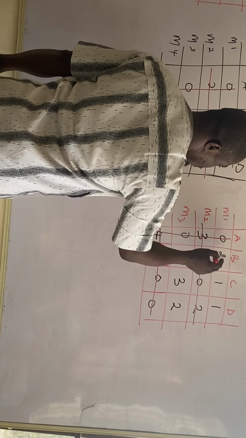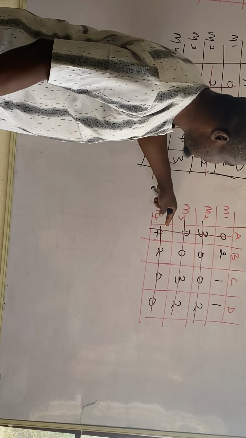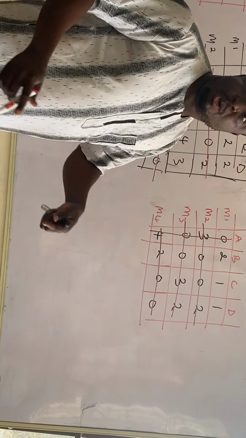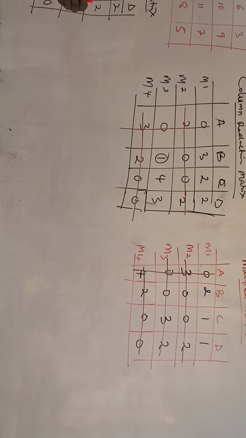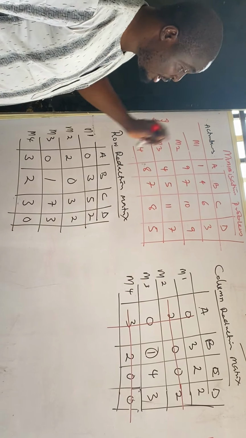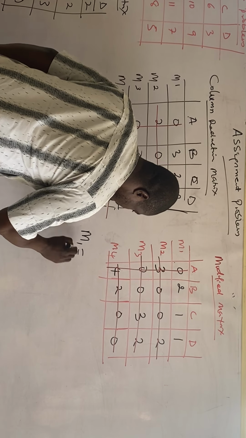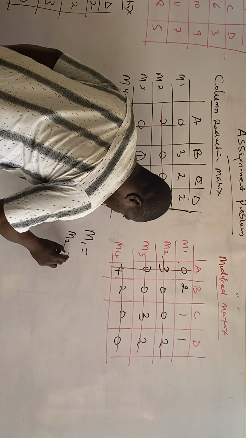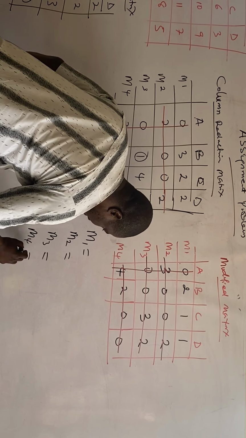You are left with what? 1. You can cover 1 like this if you like. How many lines have we used to cover now? 1, 2, 3, 4. Because the number of lines is now equal to the number of allocations, it means the number of lines is now equal to the number of assignments you can allocate. To machine 1, to machine 2, to machine 3, to machine 4.